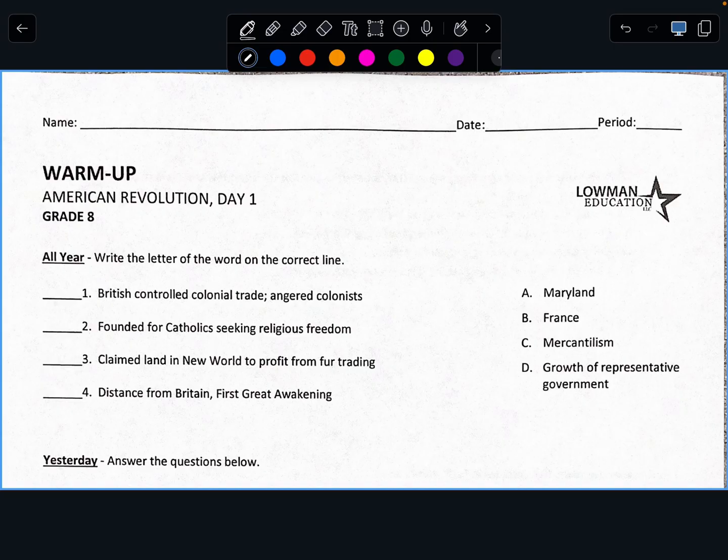So, number 1, British-controlled colonial trade angered colonists. What do we think it is? Mercantilism? Okay, we'll go with that. We'll fill it in. 2, founded for Catholics seeking religious freedom. Good, Maryland. 3, claim land in the New World to profit from fur trading. B, France. And then last, distance from Great Britain, First Great Awakening. D, good. Make sure we have that.